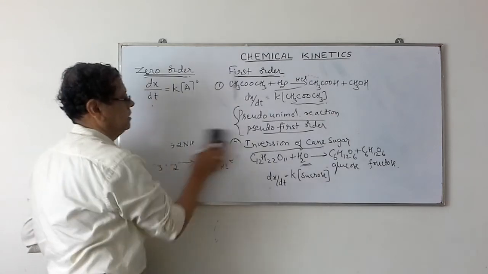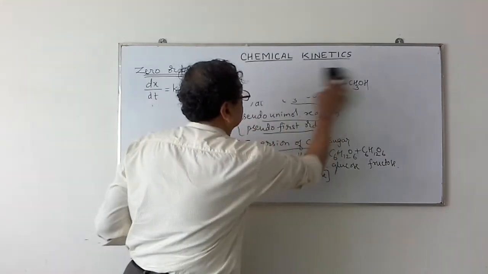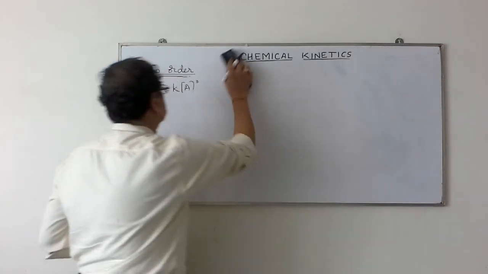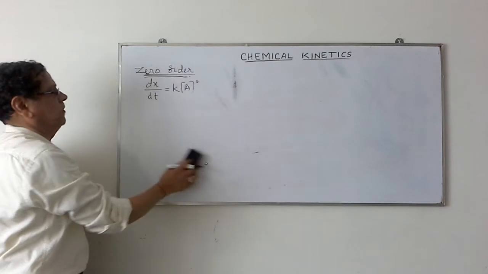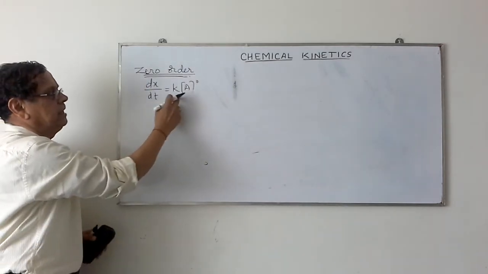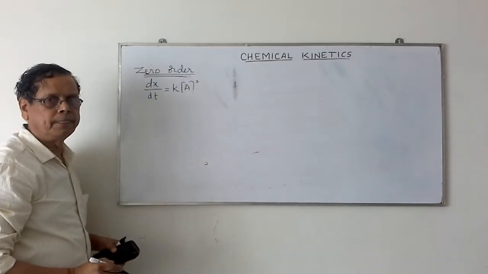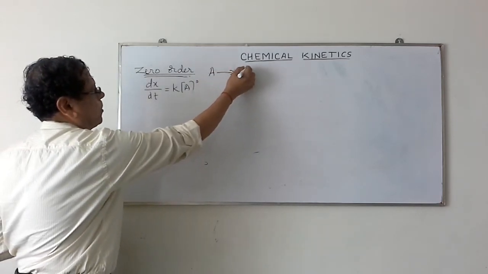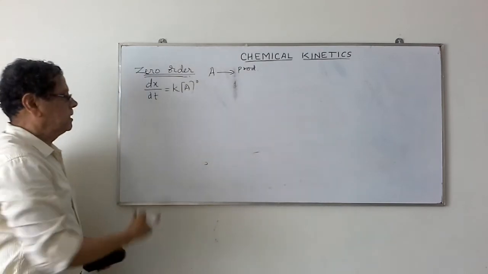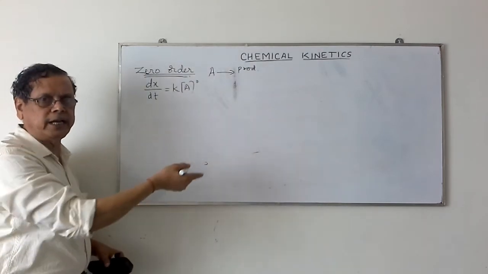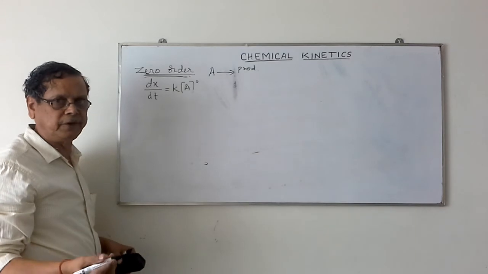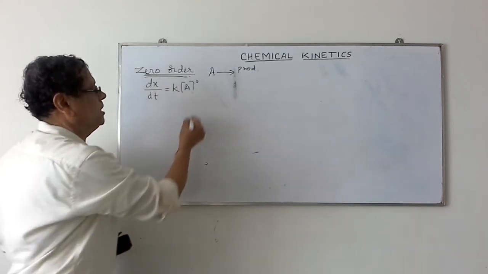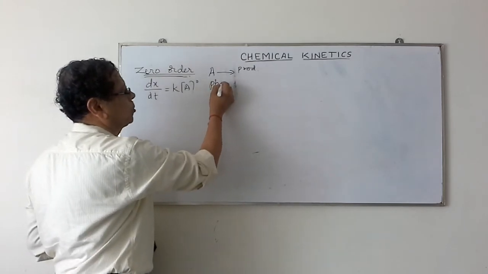First, the zero order reaction. We can write the general expression for the zero order reaction as dx by dt is equal to k into a to the power 0. Assume that there is a reaction in which A gives rise to some product. The examples I told you: dissociation of hydrogen iodide in presence of a gold surface, similarly ammonia formation in presence of molybdenum. There is one more example, that is most of the photochemical reactions.